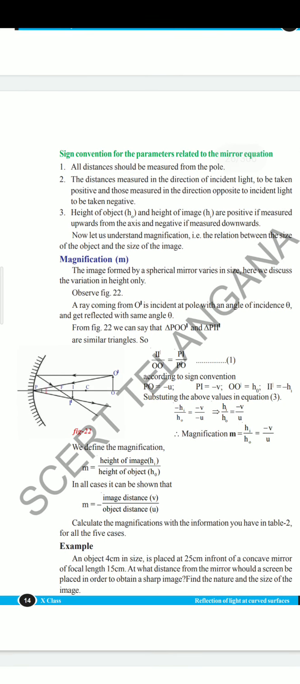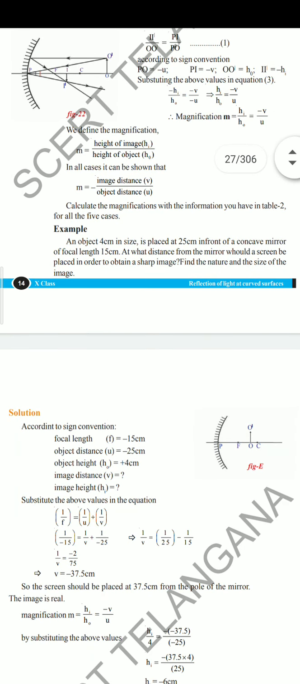Calculate the magnifications with the information you have in table 2 for all the 5 cases. Example: an object 4 cm in size is placed at 25 cm in front of a concave mirror of focal length 15 cm. At what distance from the mirror would a screen be placed in order to obtain a sharp image? Find the nature and the size of the image.